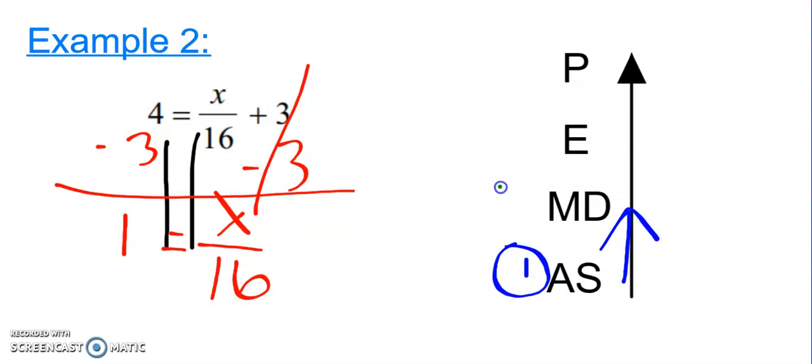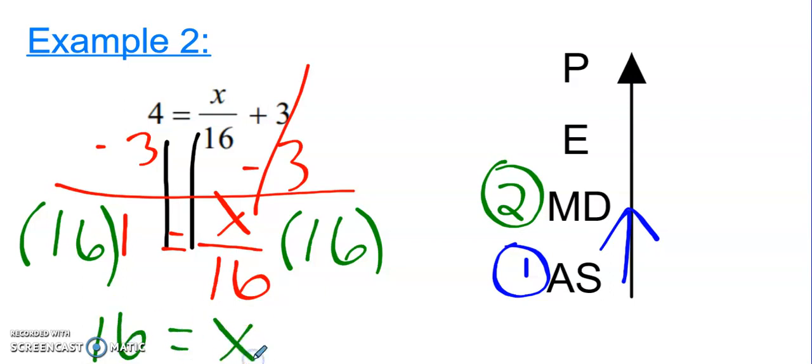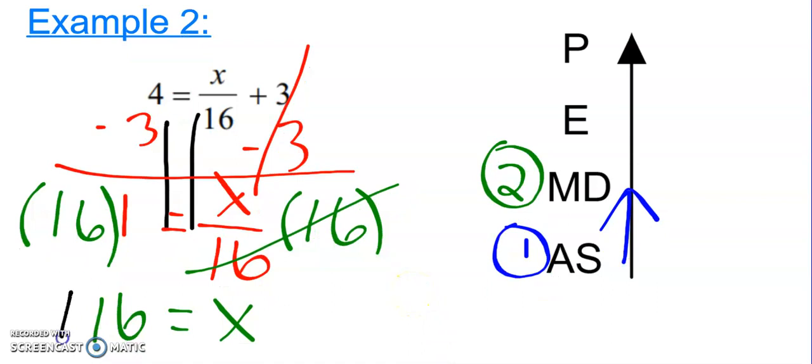So then the next thing we want to look for is multiplication or division. So x divided by 16, the opposite of divide is to multiply. I normally use parentheses to indicate multiplication. That's what parentheses means. So 16 times 1 is 16 equals x, because when you multiply, that cancels. We're going to go ahead and box that answer. X equals 16. 16 equals X, same thing. Great. Check, check.